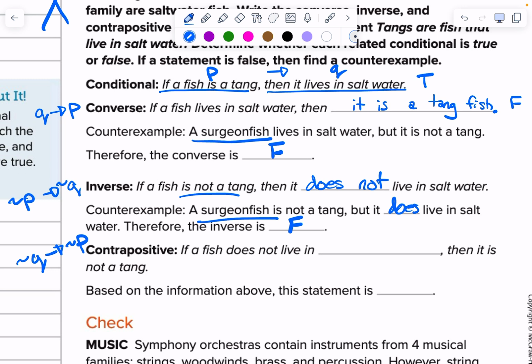Not Q. So if I go back to the converse, Q, P, if a fish does not live in salt water, then it is not a tang. If the fish I'm talking about does not live in salt water, that means it lives in fresh water. Does that mean it can't be a tang? It can't be. True. Based on the information above, the statement is true, right? If it doesn't live in salt water, that means it can't be a tang fish, because tang fish only live in salt water. Got it?